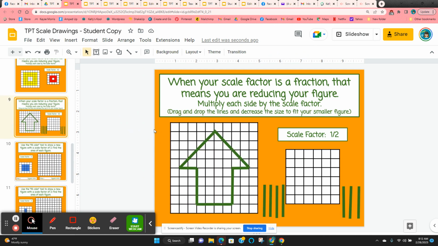Now the next one's a little bit different. They're not going to be using the fill color feature. They're going to be using these bars, and they're going to create a figure with a scale factor of 1/2, which means they're going to divide each one of these sides by 2. Now these two sides, you're not going to be able to do that, so you're going to leave these for the end, and you just start at the bottom, which would be the easiest way. If that bottom measurement is 4, divide by 2, and now it's going to be 2. And same thing with these sides, it's going to be 2. So you just move these little blue circles, which means you can increase or decrease the length.